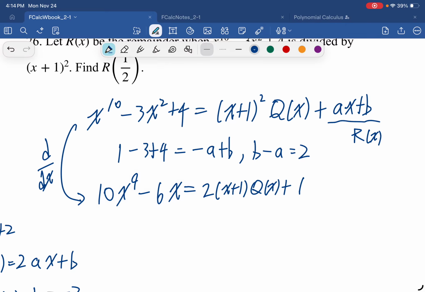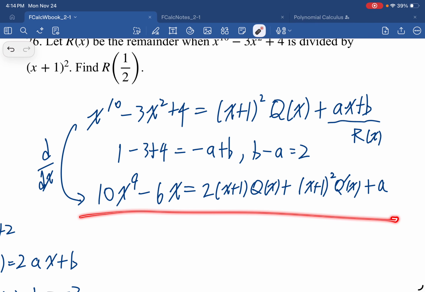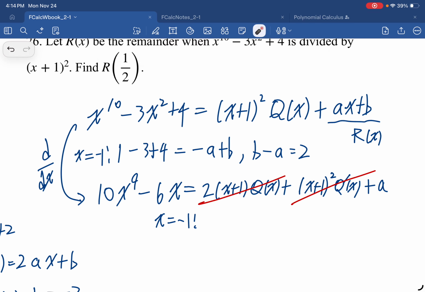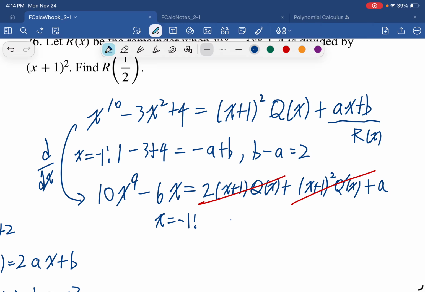And then plus, we leave the first one alone and then differentiate the second one, q prime of x, right? And then here the derivative is going to be a. So we're left with a new equation. And when we plug in x equals -1, all these terms immediately go away, leaving us with another equation that we can use. So a has to be equal to 10 minus 6, which is 4. So therefore, b is equal to 2 plus 4, which is 6.